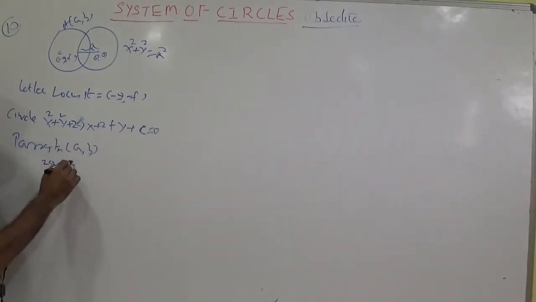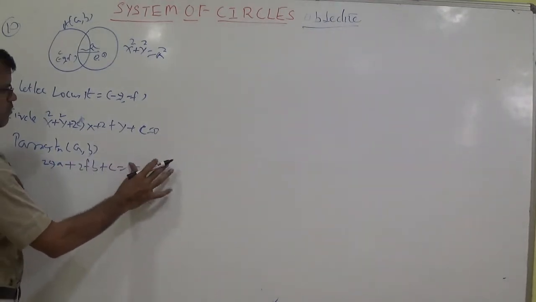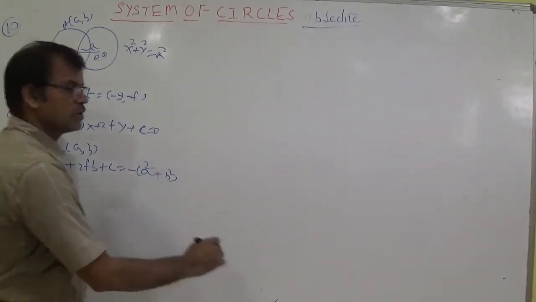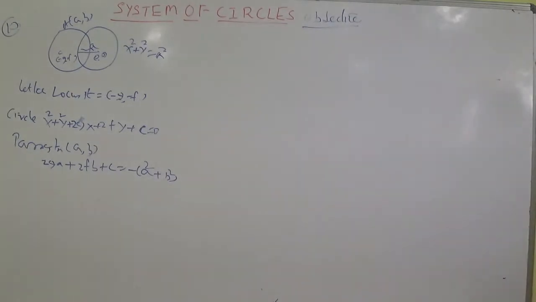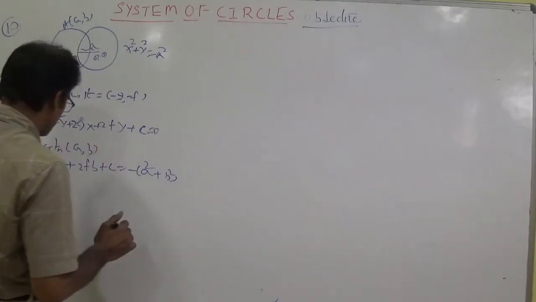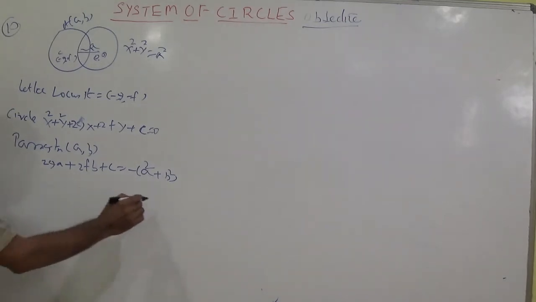Then you can write here 2ga plus 2fb plus c is equal to minus of (a square plus b square). So whenever the point satisfies 2ga plus 2fb plus c is equal to minus of (a square plus b square), we can conclude the locus here. Instead of g you can write minus g, because minus g indicates the locus here.